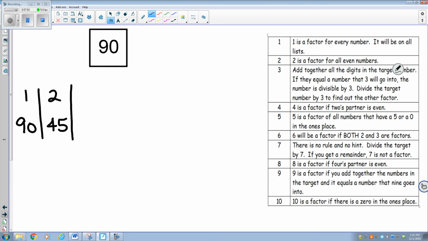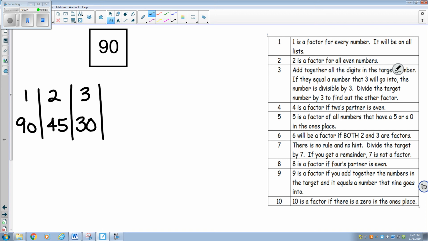For the 3, add together all the digits and see if it's a multiple of 3. So 9 plus 0 equals 9. And 9 is a multiple of 3, which means that 3 is going to be a factor of 90. So now we just need to figure out 3's partner. 3 times what equals 90? Well, you could always do 90 divided by 3 and do a basic division problem. It would be 3 times 30. 3 times 30 equals 90, so we'll put 3 and 30 for a set right there.